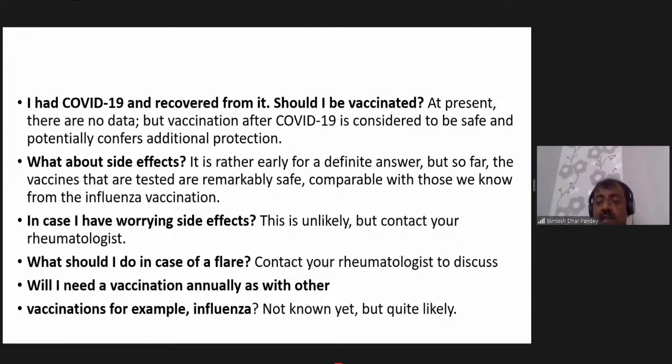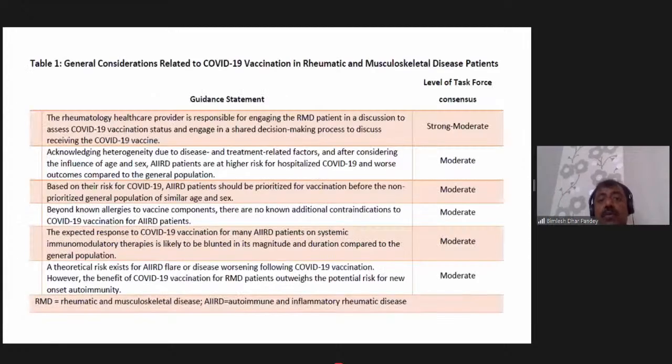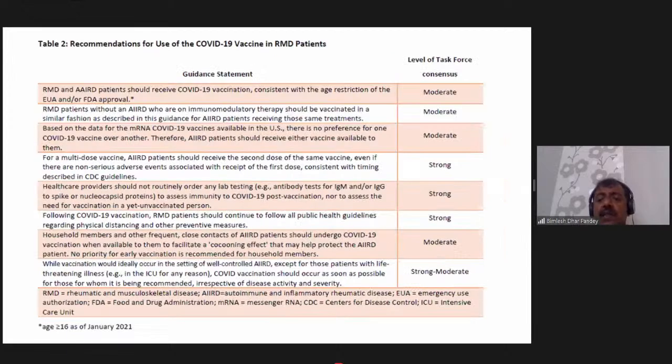Will the disease flare if they are vaccinated? Till now, we don't have the data, but we have not got early information from various registries that the vaccines have flared various rheumatic diseases. Is vaccination one time or will they require it again and again? The answer is probably they will require it again and again because the strain will change over time. So these are the guidelines. This is the American College of Rheumatology guideline. They are strongly asking for vaccination, a strong consensus of vaccinating.